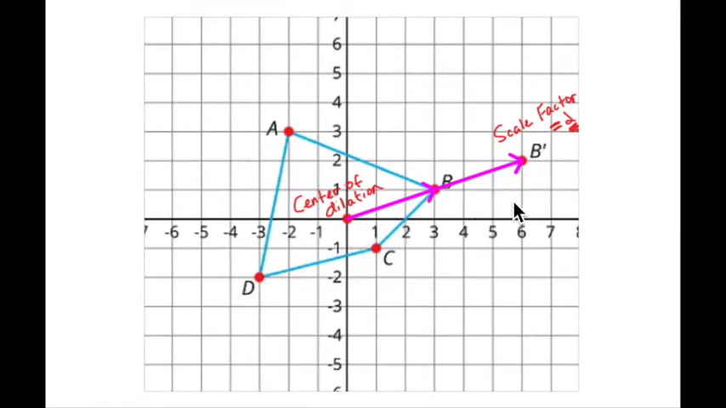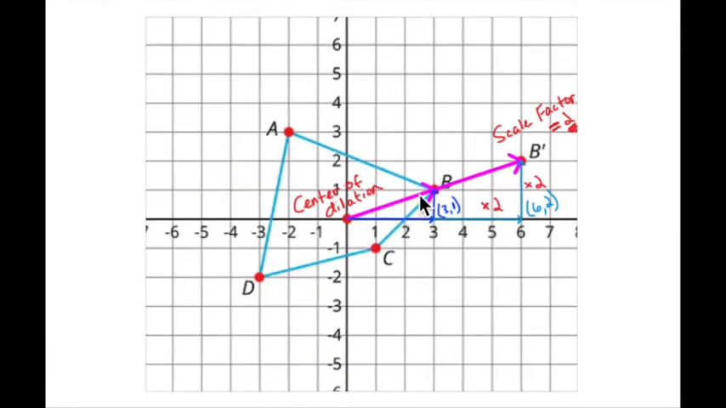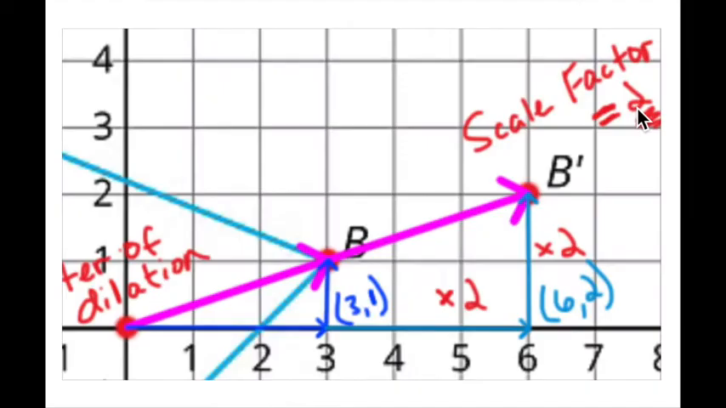So scale factor of 2. So B is 3 units along the x-axis. B prime is 2 times that 3, or 6 units along the x-axis. And then B is 1 unit along the y-axis, and it's 2 times that 1 or 2 units along the y-axis. So the coordinates of B are 3, 1. The coordinates of B prime are 6, 2.